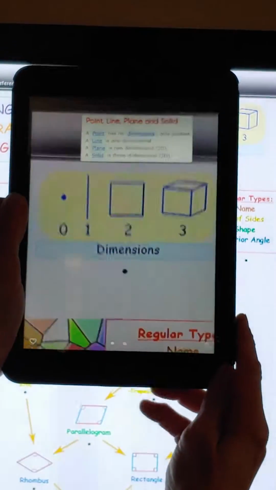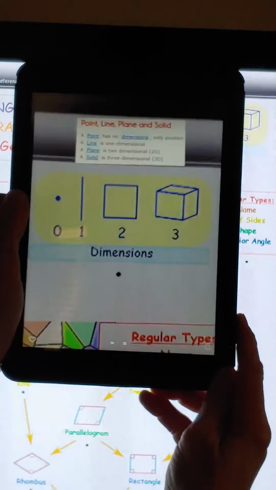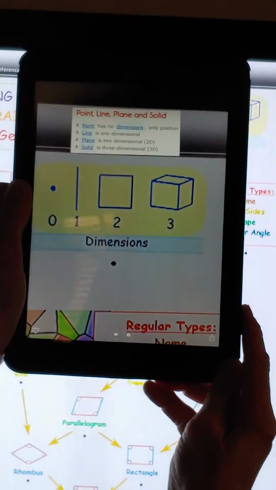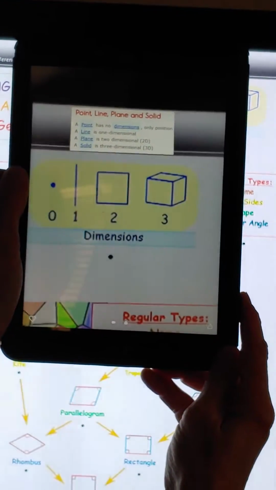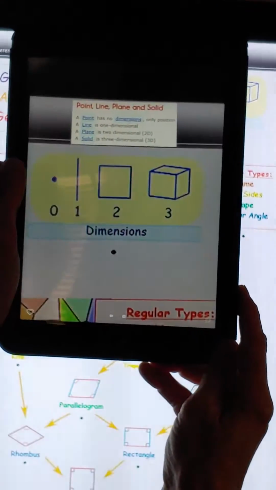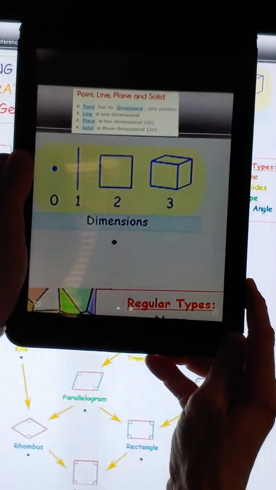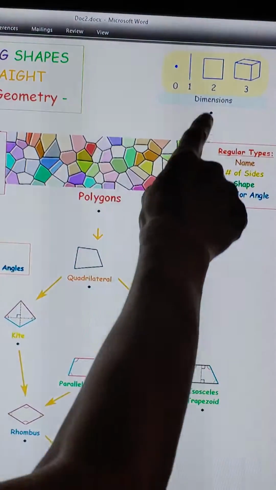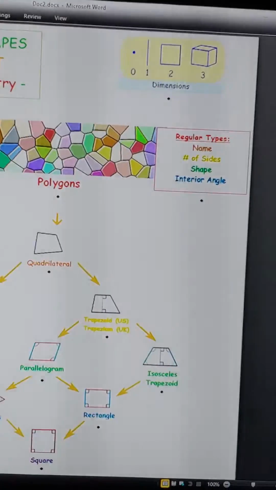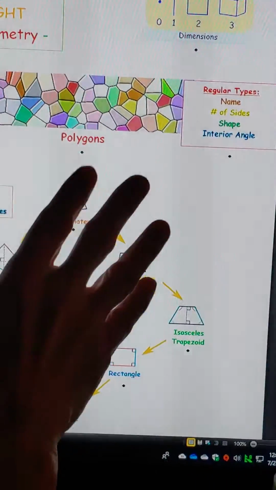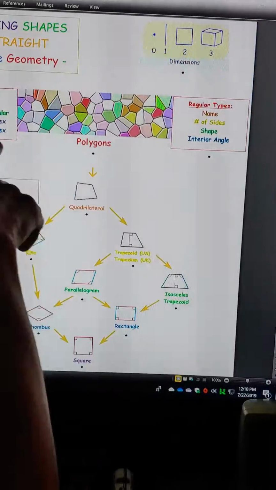Dimensions. Point, line, plane, and solid. A point has no dimensions, only position. A line is 1-dimensional. A plane is 2-dimensional, 2D. A solid is 3-dimensional, 3D. So a plane is 2-dimensional, 2D, and we're in plane geometry. So I'm dealing with flat. Hopefully those connections, oh yeah, that's right, 2D, without spelling it out for them too much.